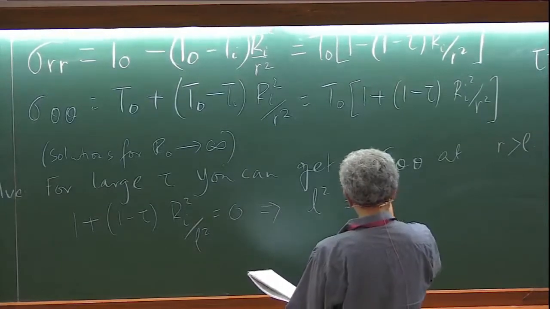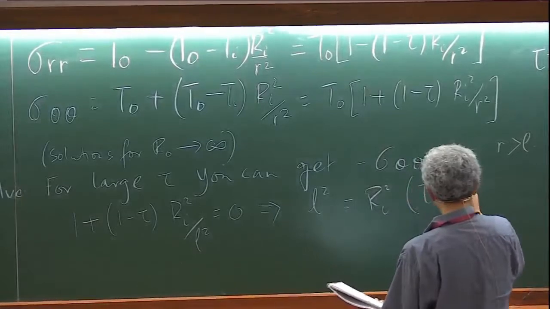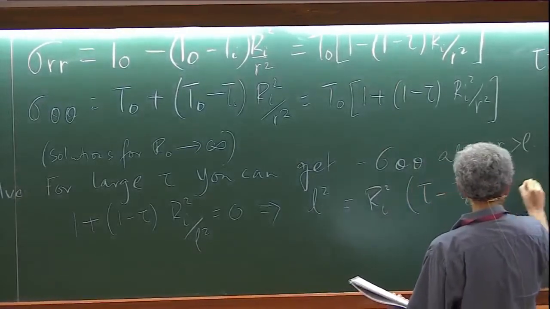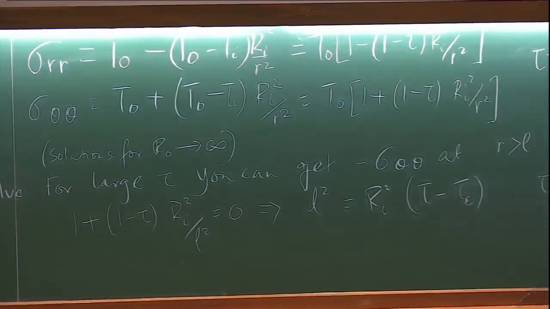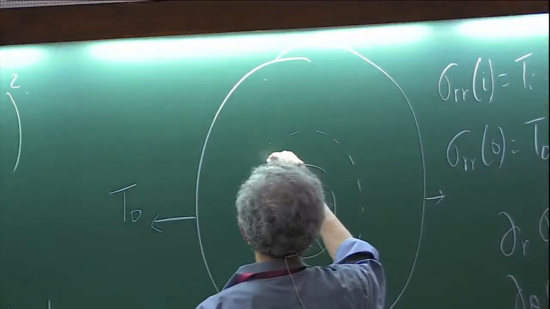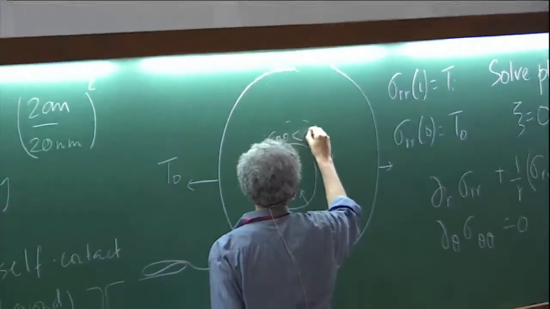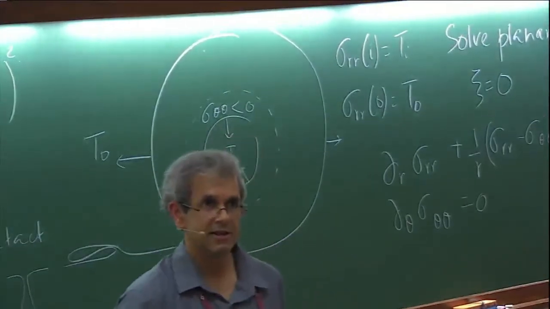It goes as r_i squared (tau minus tau critical), where tau critical is 2. Okay? So this is a formula for the length of the wrinkles. You see what's happening? Inside this length, sigma theta theta is less than 0. This circle is defined as the place where sigma theta theta hits 0.